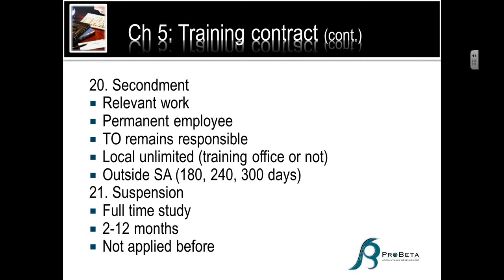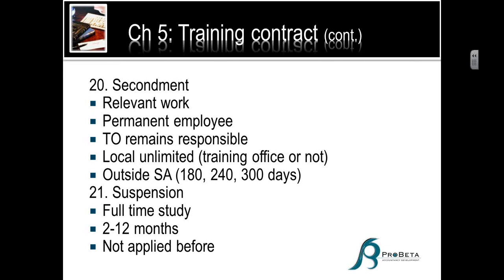The limited section is outside South Africa. Again, there's also a table there, maybe for your branch outside South Africa. It must be a training office, and it's limited for a 3-year, 4-year, 5-year contract to 180, 240, and 300 days. It is both the training officer's and the trainee's responsibility to watch those periods, those maximums.